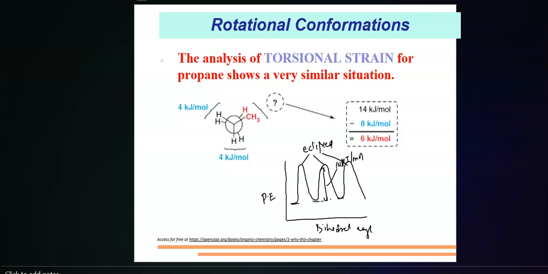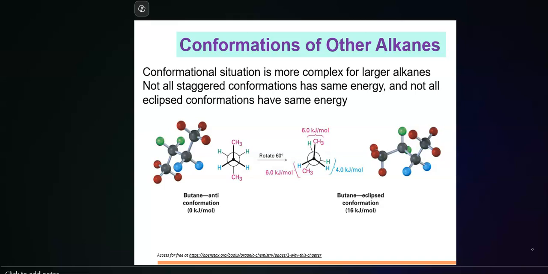Now we'll do one more before we end our discussion, that is butane. As the number of carbon atoms increases, the conformation situation becomes more and more complex. So we will probably do butane or up to pentane, but after that it becomes more complex, so try to do examples up to 5 carbon atoms. I mean conformational analysis up to 5 carbon atoms.